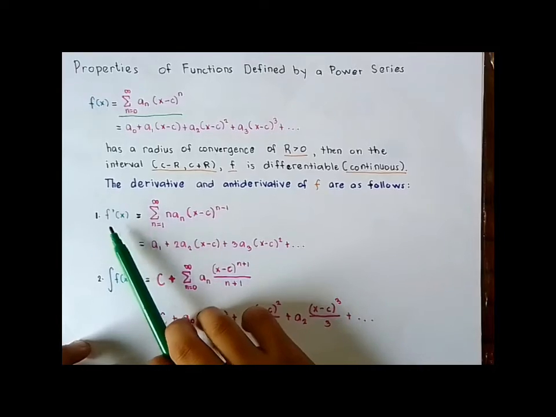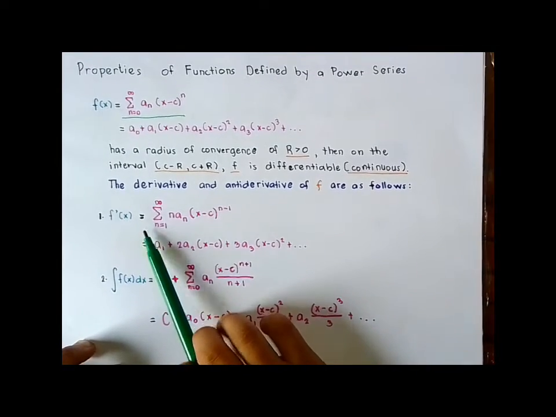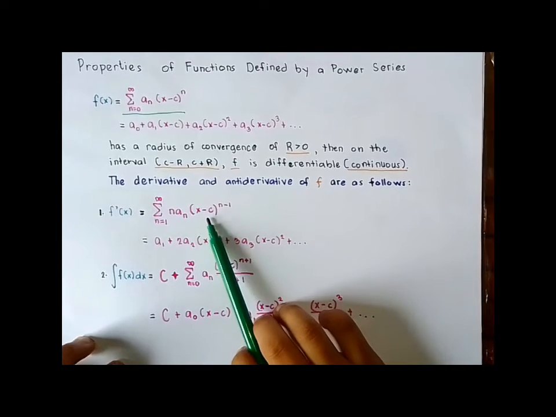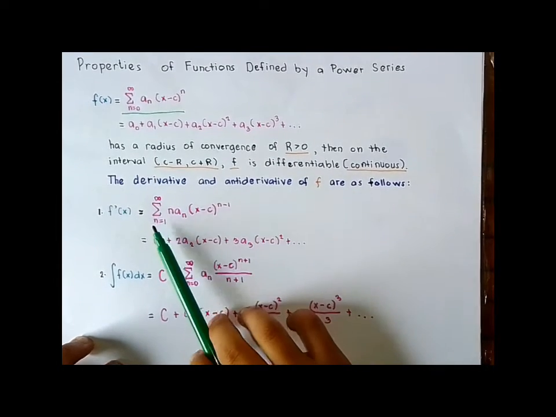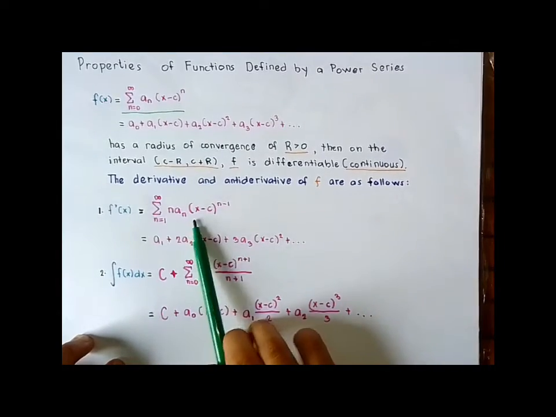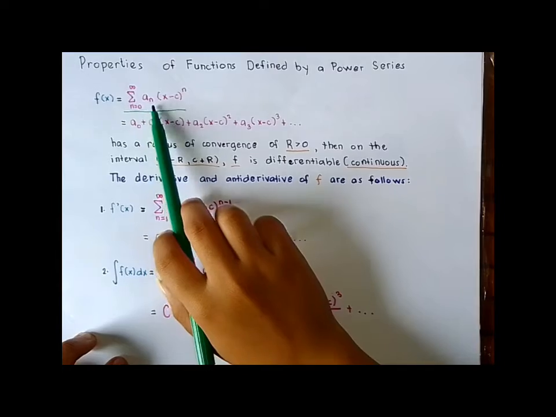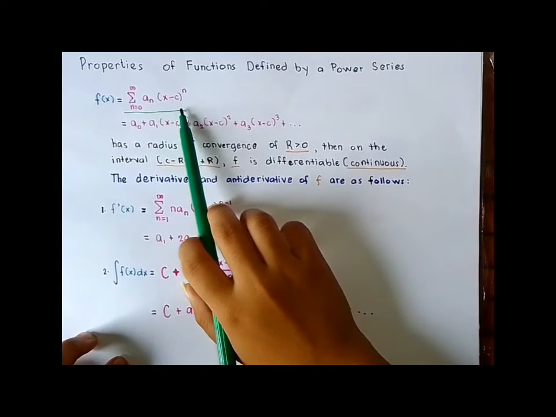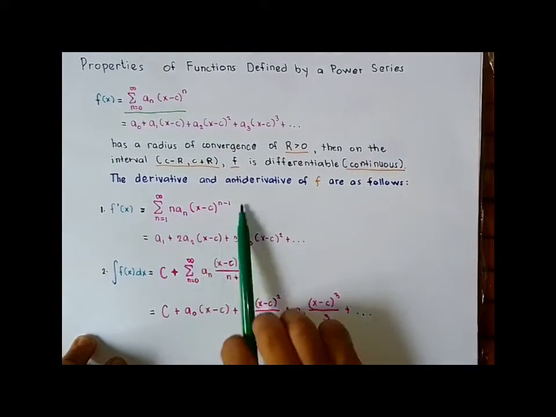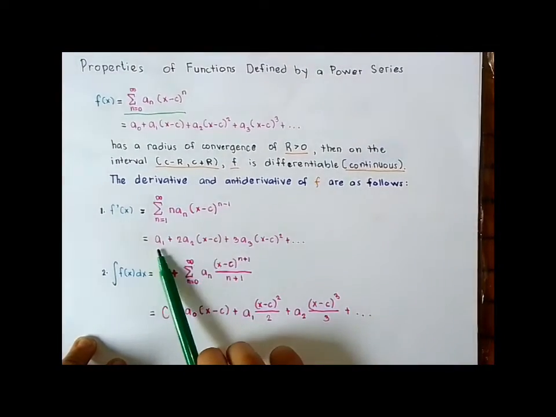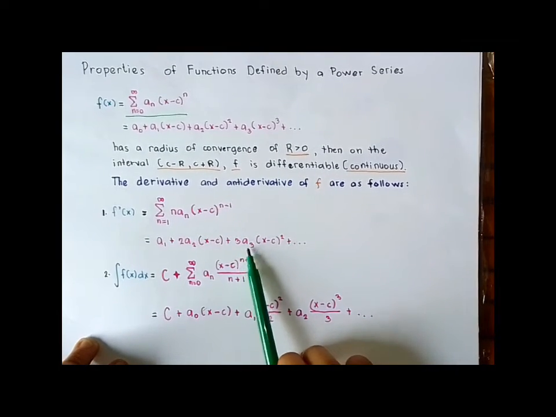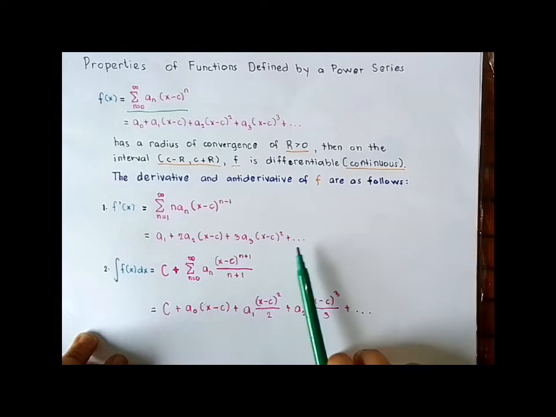Then f prime evaluated at x equals the sum of n a sub n quantity x minus c to the power of n minus 1 as n equals 1 to infinity. Then this derivative came from our power series, the sum of a_n quantity x minus c to the power of n as n equals 0 to infinity. Then applying chain rule to this derivative of f, we have a1 plus 2a2 quantity x minus c plus 3a3 quantity x minus c squared until infinity.